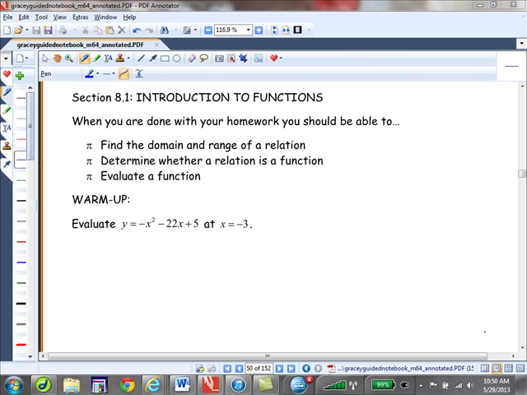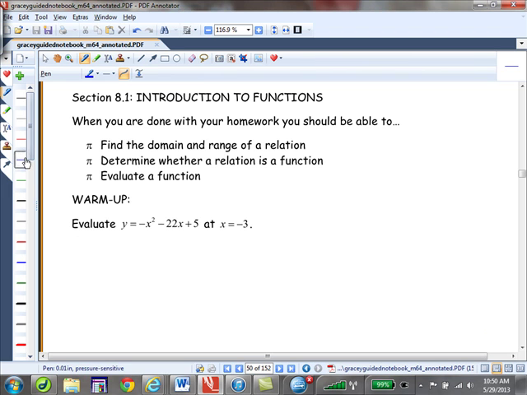So let's warm up by evaluating this equation. Y equals the opposite of x squared minus 22 times x plus 5 at x equals negative 3. So I know you guys can do this one. Pause the movie, give it a shot. Let's see how you did.